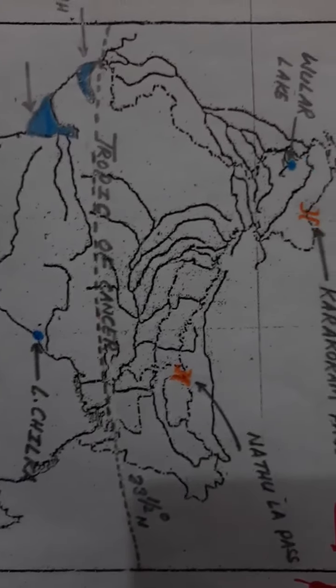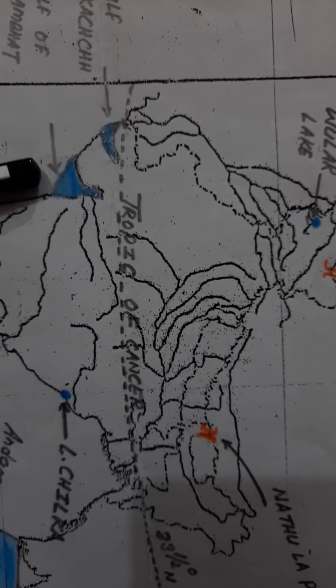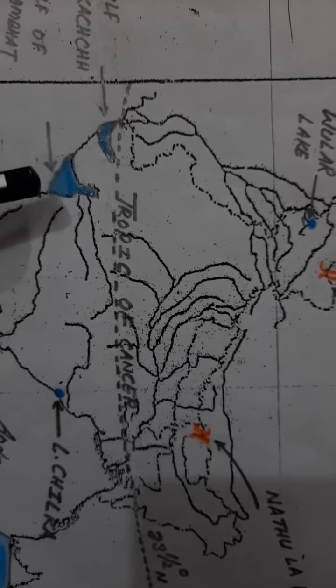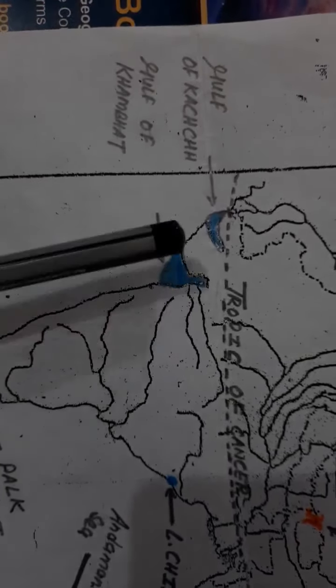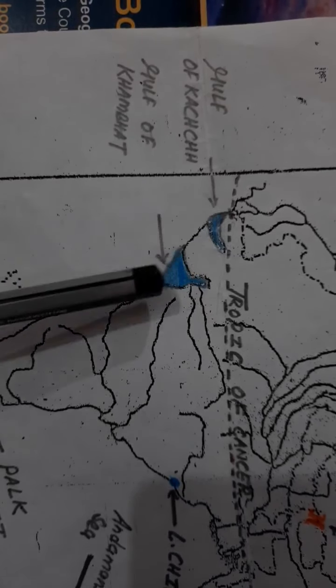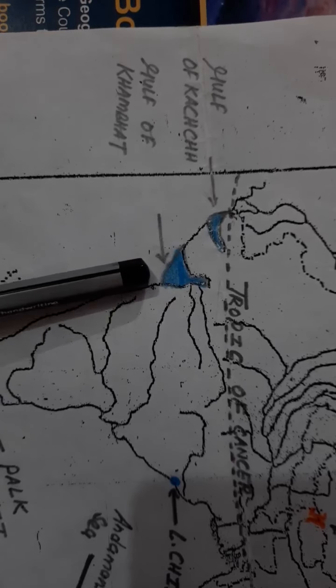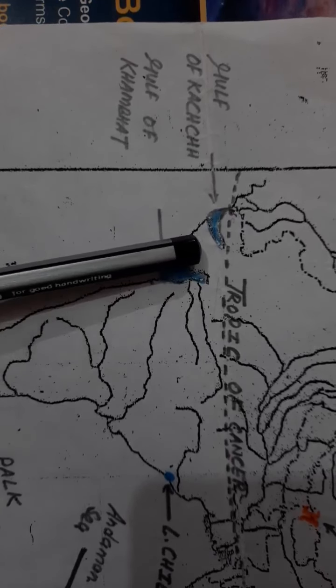Another question: you can see the Gulf of Kutch. In this area you can mark the Gulf of Kutch, and the second inlet you can see in the Arabian Sea is the Gulf of Khambat, which is larger than the Gulf of Kutch. So this is the Gulf of Khambat. These 2 water inlets are on the western side: in the north is the Gulf of Kutch, and a little south of it is the Gulf of Khambat, adjoining the Gujarat coast and the coast of Maharashtra.